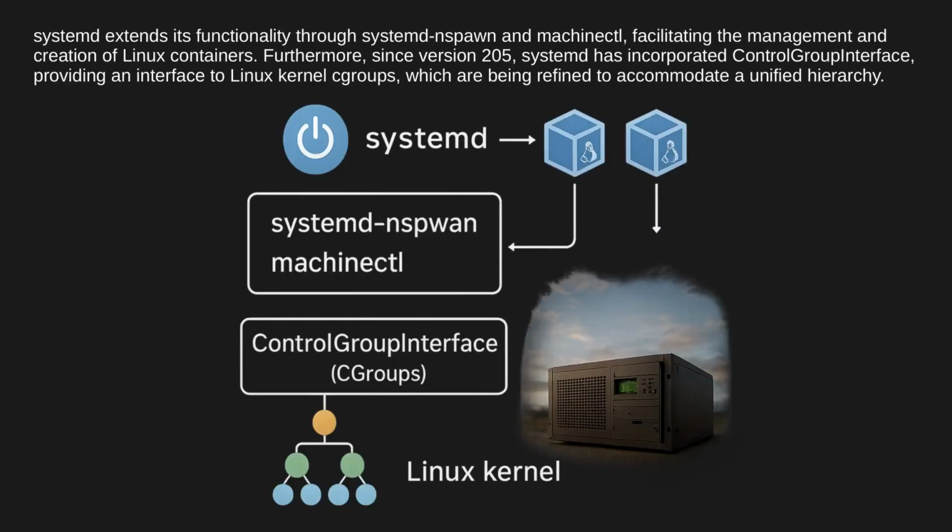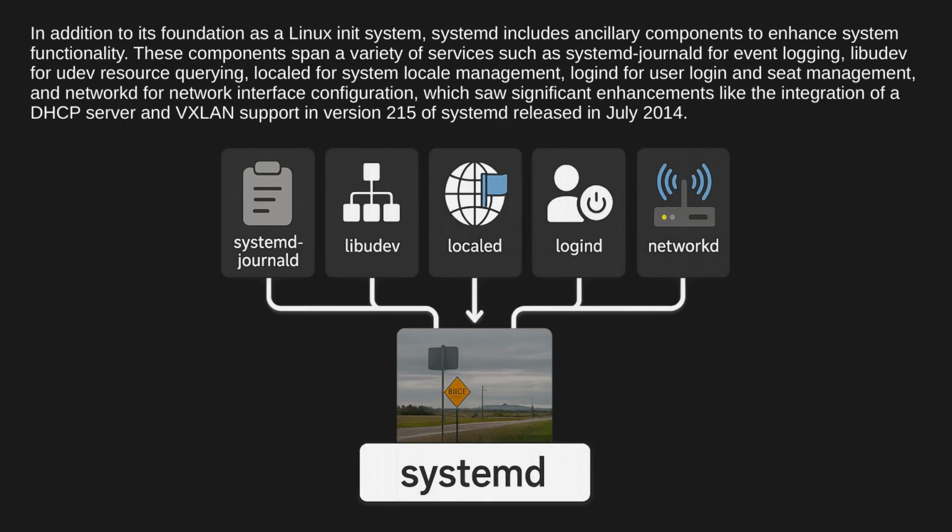Systemd extends its functionality through systemd-nspawn and machinectl, facilitating the management and creation of Linux containers. Furthermore, since version 205, Systemd has incorporated a control group interface, providing an interface to Linux kernel cgroups, which are being refined to accommodate a unified hierarchy. In addition to its foundation as a Linux init system, Systemd includes ancillary components to enhance system functionality.